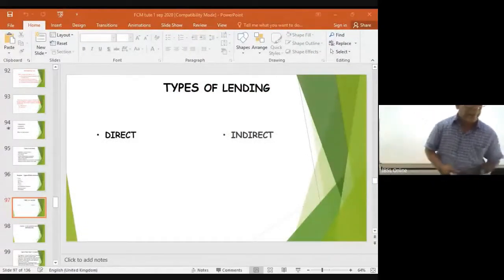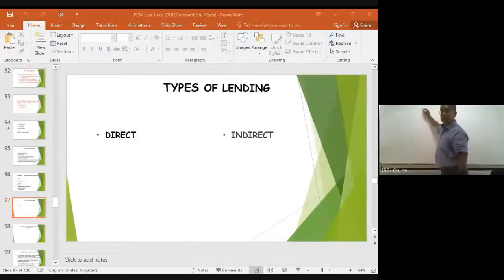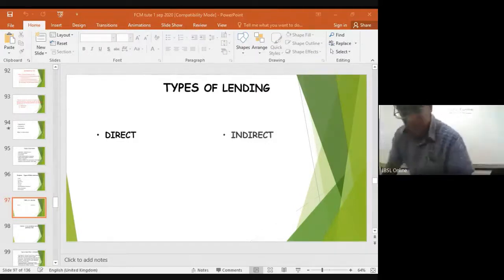Okay, right, let's look at it. Here you can see direct and indirect. Suppose the examiner asks you what is the difference between indirect lending and direct lending, right? So you need to understand.